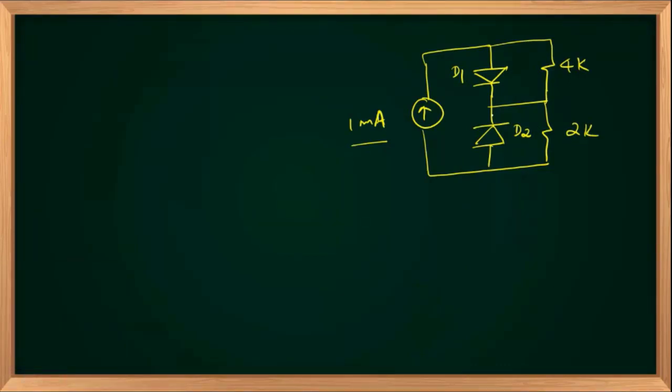You are asked to find I1 and I2. I1 is the current flowing through diode D2 and I2 is the current flowing through the 2 kilo ohm resistor. And both diodes D1 and D2 are given as ideal.